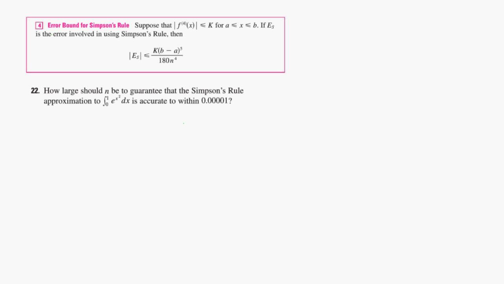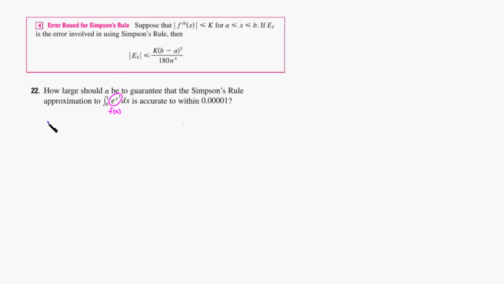So let's dive right into the example, problem number 22. We want to use Simpson's rule to approximate the integral from 0 to 1 of e to the x squared with respect to x. Obviously we have f of x sitting right here. So this is our f of x. We're going to have to take the fourth derivative.